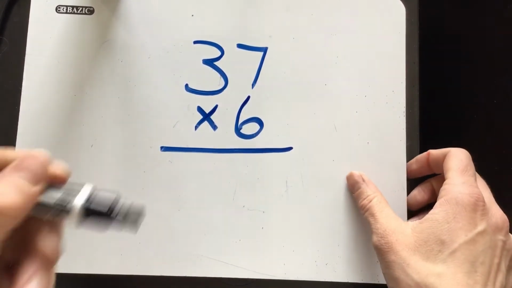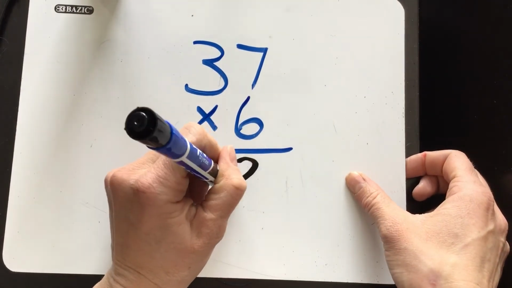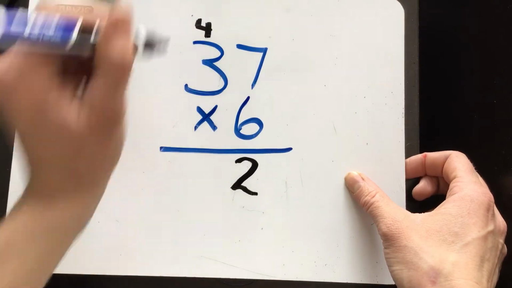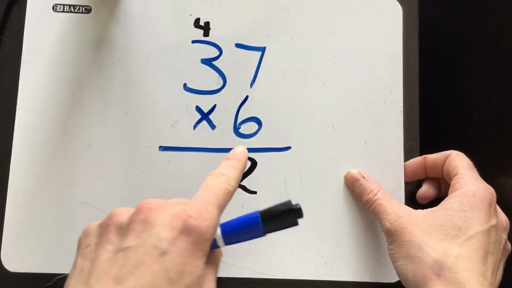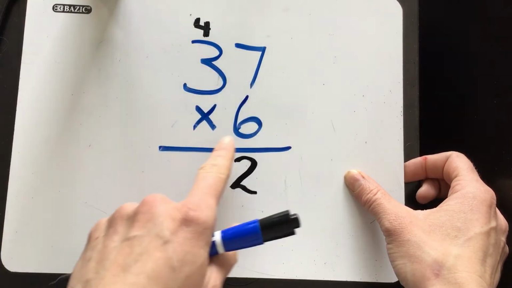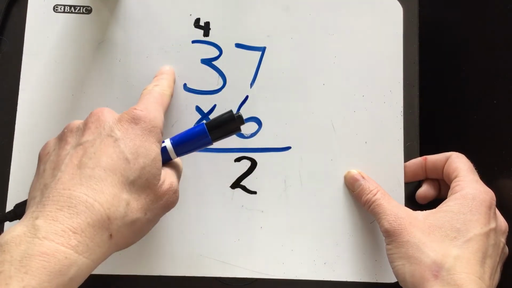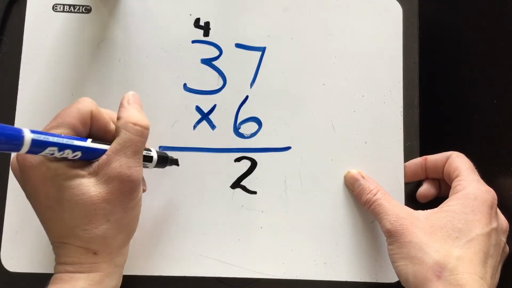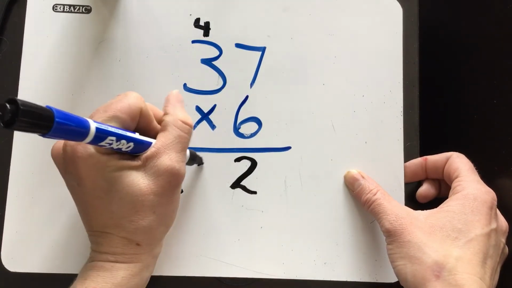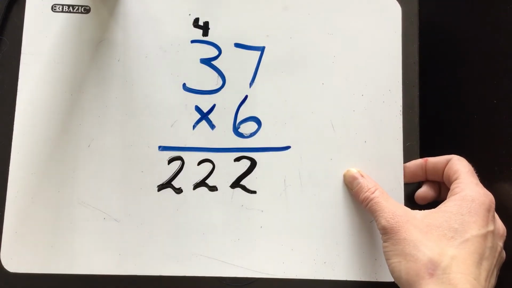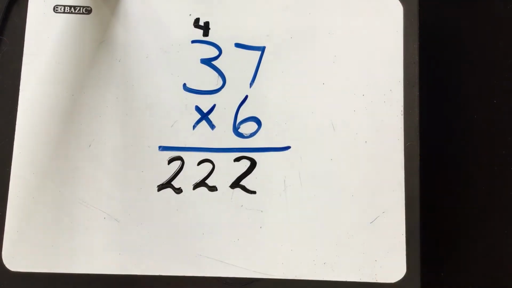6 times 7 I know is 42. So I put my 2 down and I carry my 4 into my tens column because it's a tens. Now I go 6 times 3 plus 4. I know 6 times 3 is 18. Add on my 4 and I get 22. So 37 times 6 is 222.